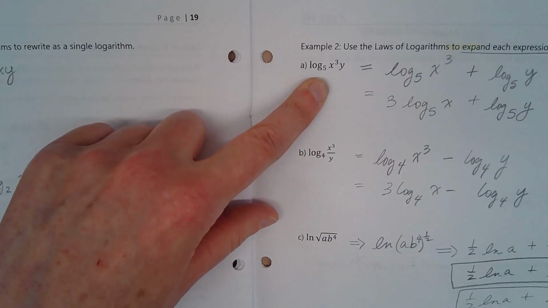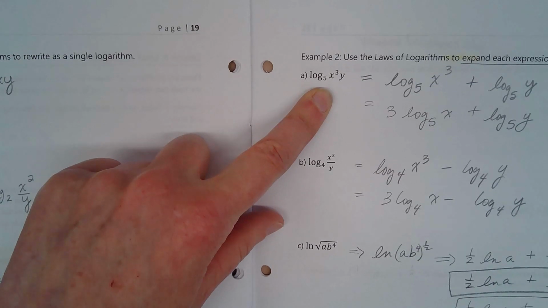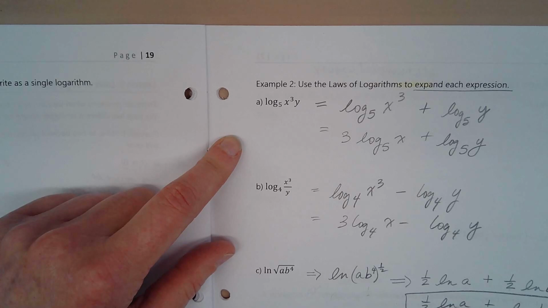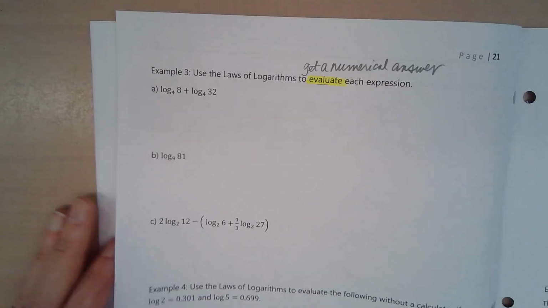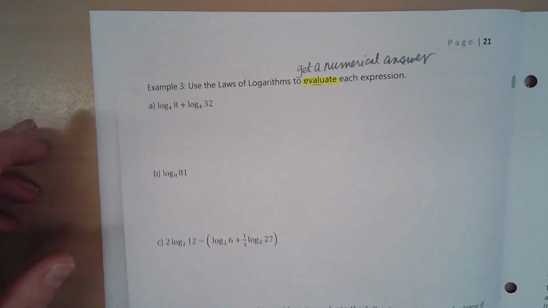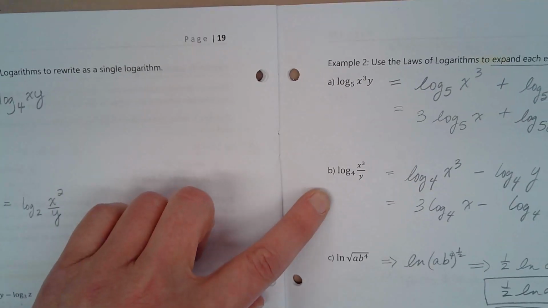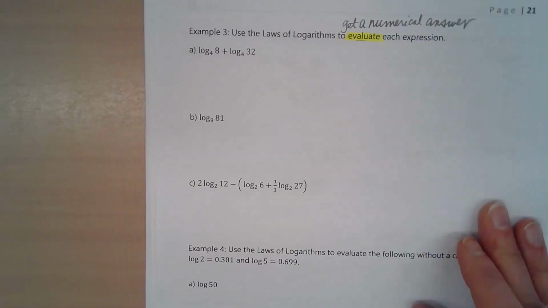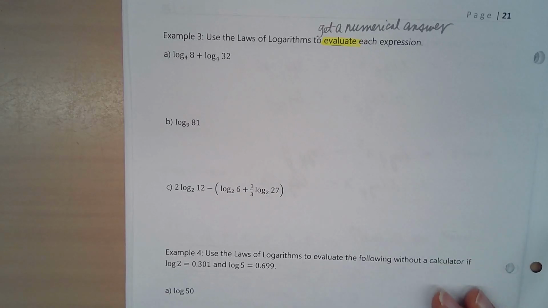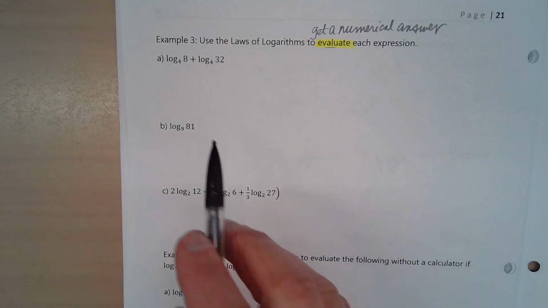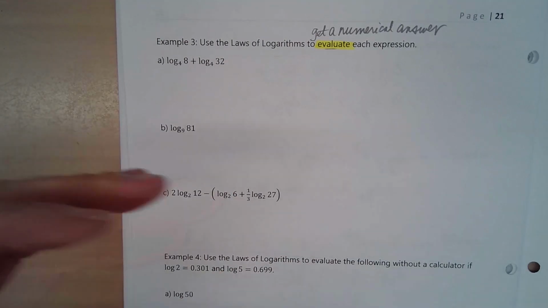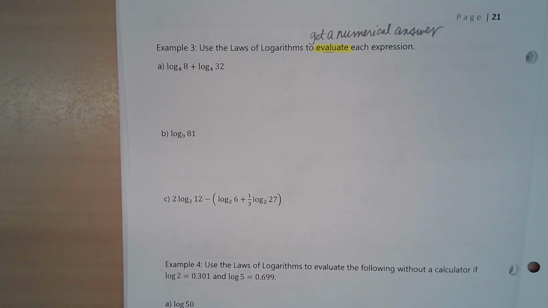Like log base 5 of x cubed y. Why didn't I ask you to evaluate? I just said expand. Use the laws of logs to expand. What's the difference between this and this? Yeah, I gave you numbers here, right? Here you just had variables. You were just playing with the laws. But if it says evaluate, that means I'm giving you solid numbers, so you should be able to come up with a solid numerical answer. Okay, so we've played with the laws. Now use them again, but in a real situation where you have real numbers to play with.